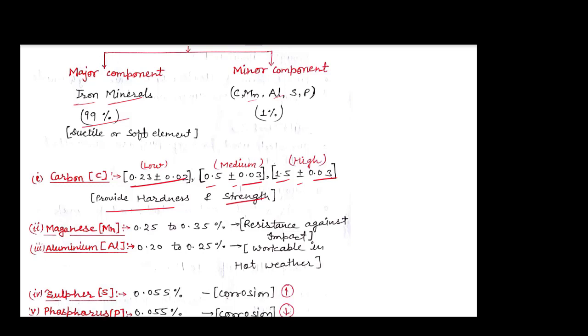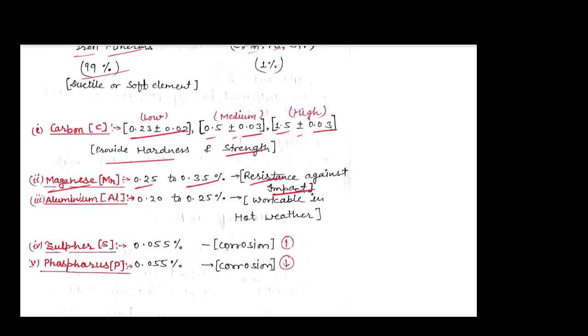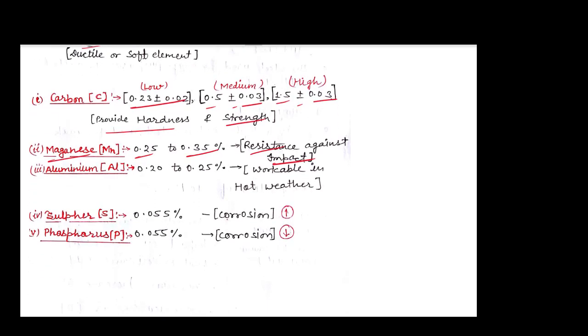Second minor component is magnesium. Its value is 0.25 to 0.35 percent, and it provides resistance against impact. So it provides a toughness property to the steel. Third is aluminium. Its percentage is 0.20 to 0.25%. It provides the ability for steel to be workable in hot weather, because we are placing steel structures in very high temperature and environmental effect, so it will provide the workability there.